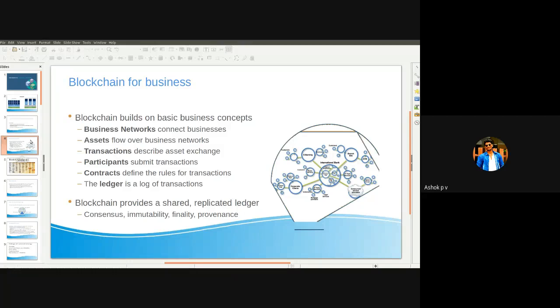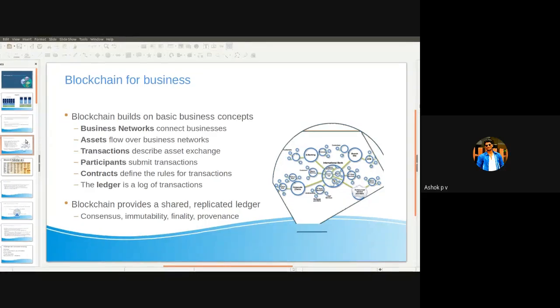Next is the transactions. A transaction is when you buy a car, when you sell a car, or when you order a car for manufacturing. That is where transactions come into the picture. And then the participants.